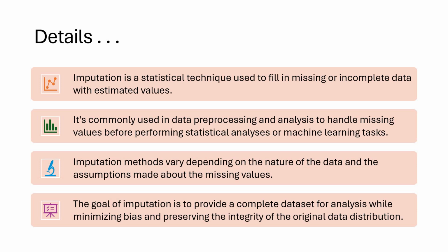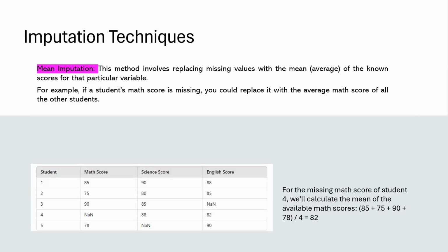The goal of imputation is very simple. It is to provide you a complete data set in all aspects for analysis while minimizing bias and preserving the integrity of the original data distribution. So, imputation will help you in filling in the missing values or the incomplete data with estimated values. There are multiple types of imputation techniques that you can follow. The first one is mean imputation.